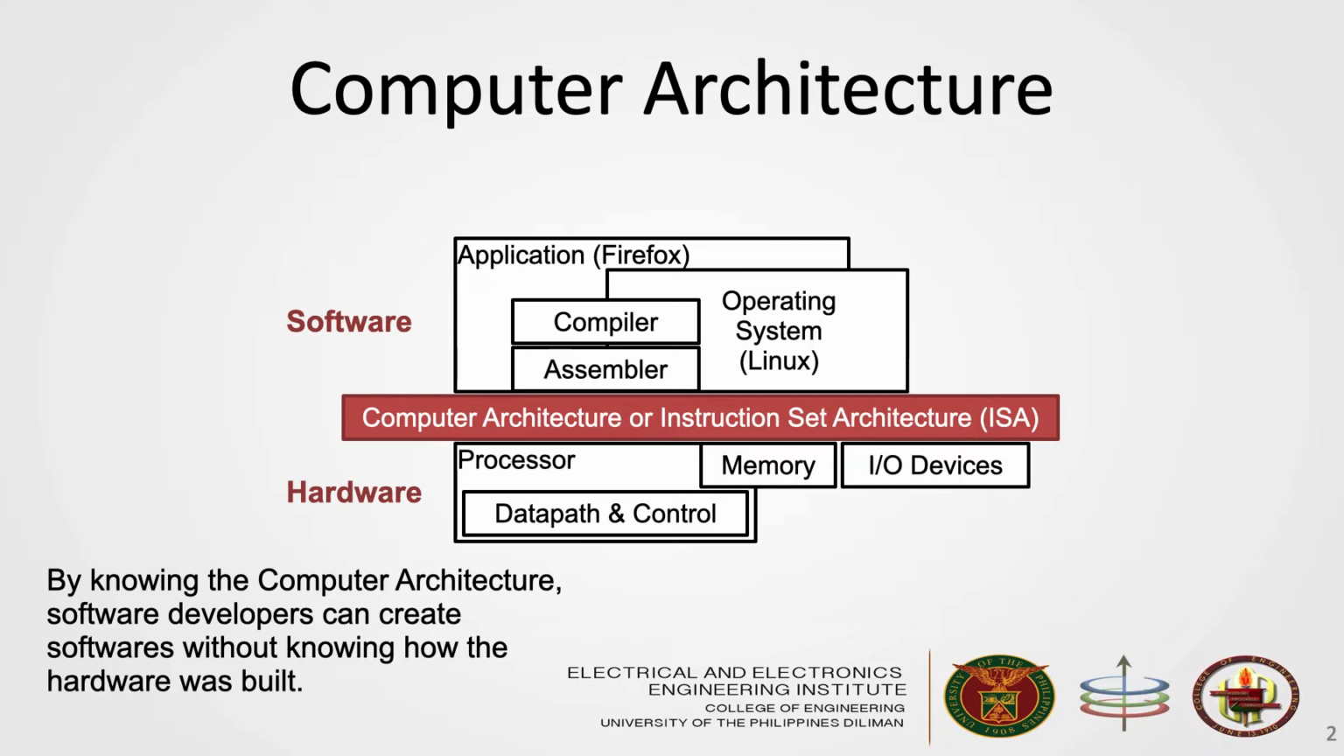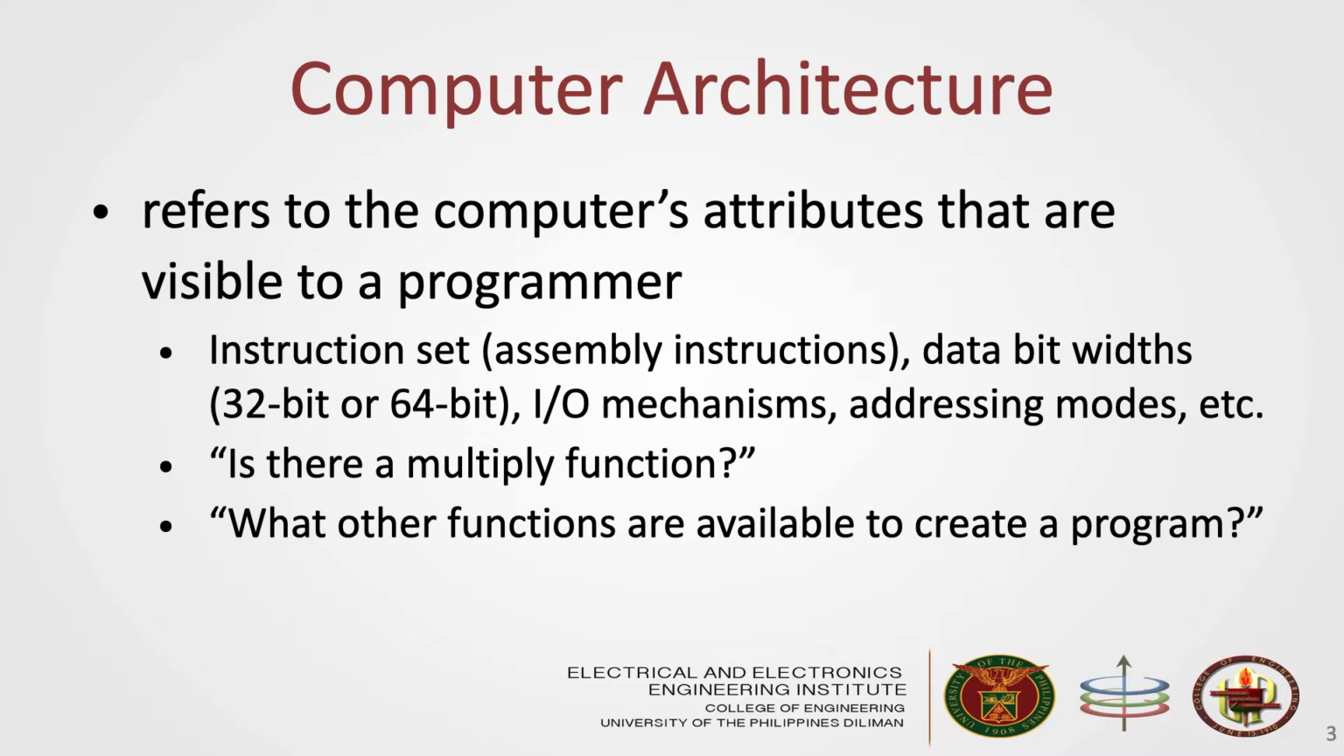So what is a computer architecture? Computer architecture refers to the computer's attributes that are visible to a programmer. This includes the assembly instructions, data bit words, I/O mechanisms, addressing modes, and many more. We will talk about this further next week when we talk about the MIPS architecture. Computer architecture answers the questions, is there a multiply function, or what other functions are available to create a program?